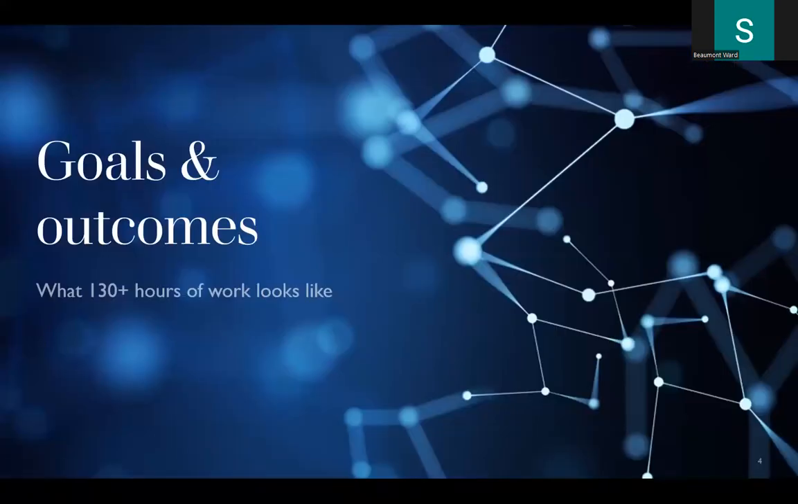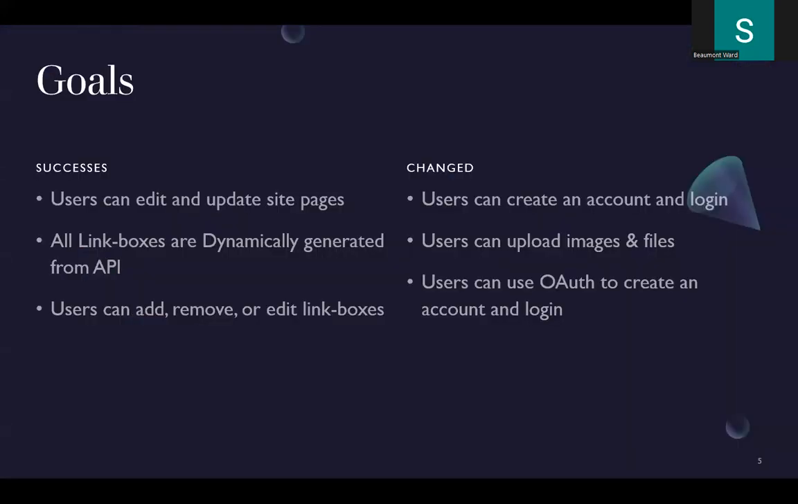Each of these goals were in my proposal that I submitted at the beginning of the semester. And we had six goals that we wanted to achieve. Three of them we handily achieved. The other three we needed to make some changes to. The first goal was that users could edit and update site pages. More specifically, we wanted them to be able to add and remove and edit link boxes and other pieces of content on the page. We also wanted that content to be dynamically generated from an API.